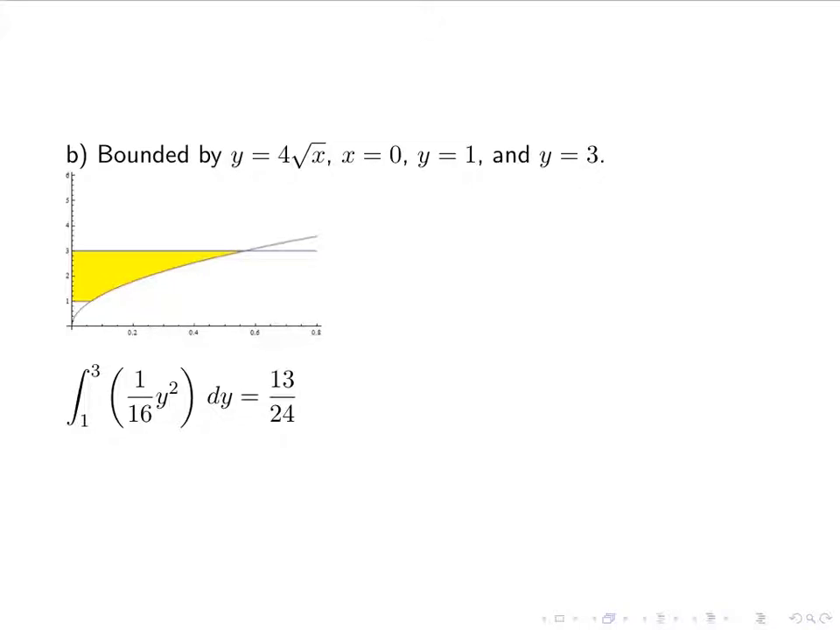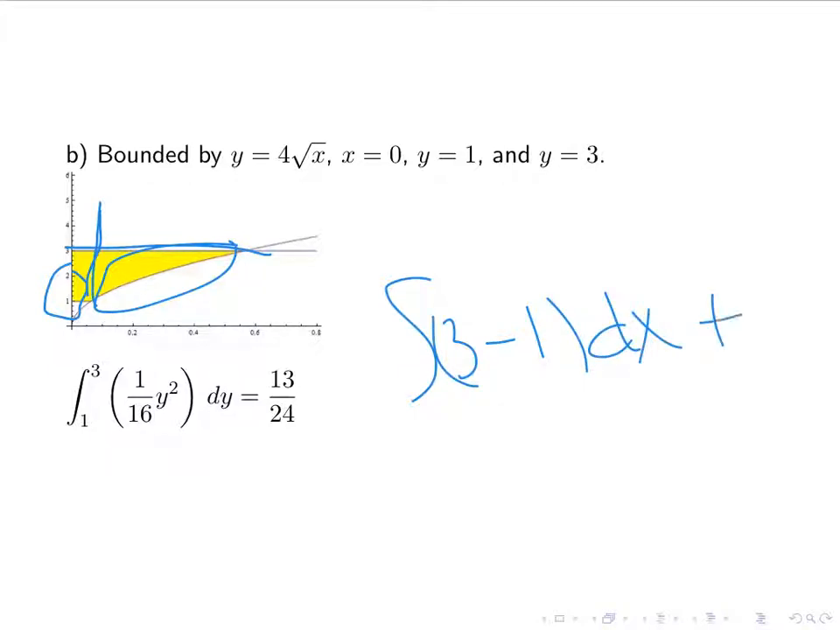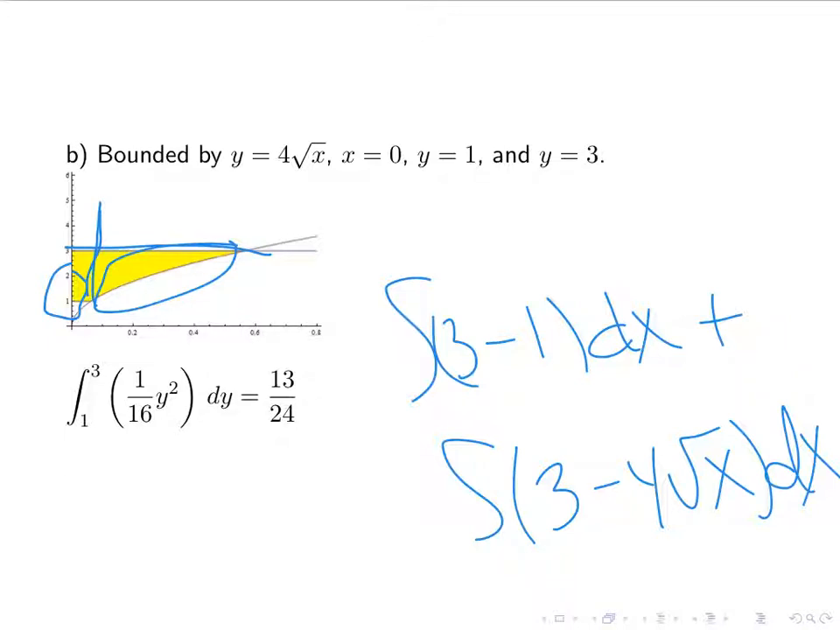So I could also, as I said before, do it in terms of x if I wanted. I could do top and bottom, but you have to be really careful here because the bottom function changes. No matter where you are, the top function is y equals 3, but the bottom function changes. Over here, the bottom function is the line y equals 1. Over here, the bottom function is the curve 4 times the square root of x. So I could do this as two different integrals: the integral of 3 minus 1 dx plus the integral of 3 minus 4 square root of x dx. And then I'd have to figure out the bounds. I know this one is 0 to something, and this one is something to what looks like 0.6. So I'd have to do a little bit of work. I'd have to figure out what the x value is right there where it changes.